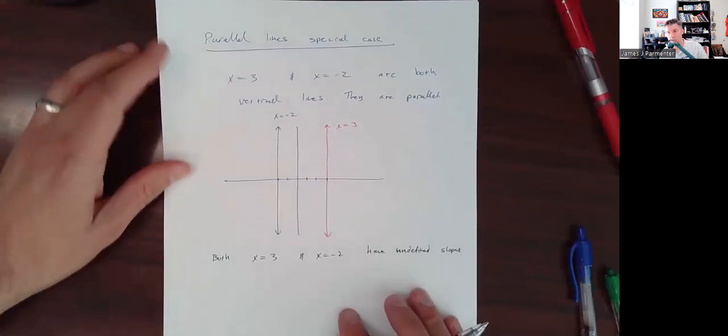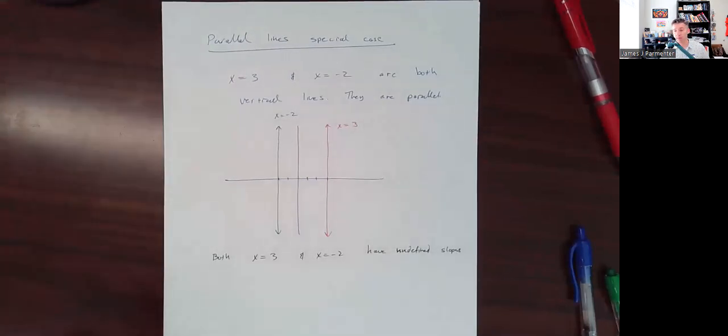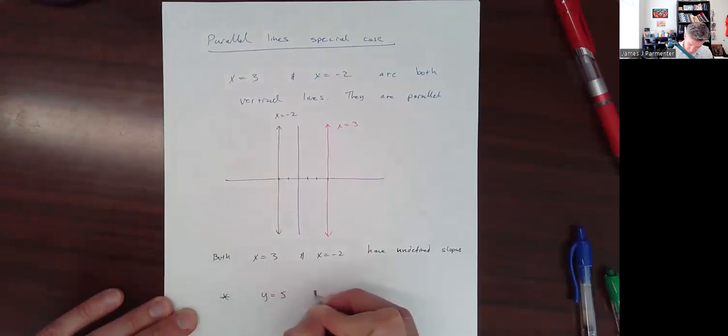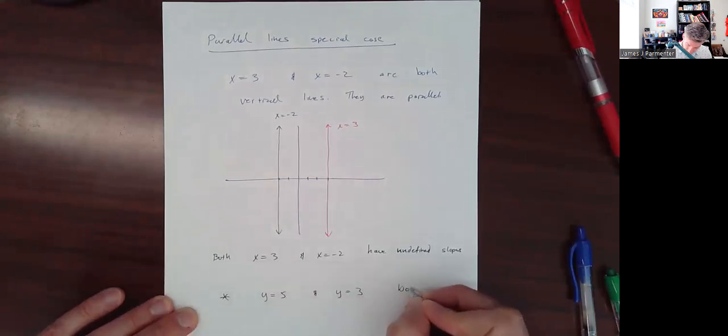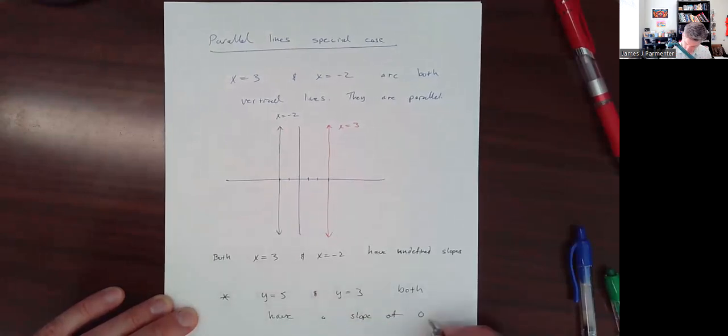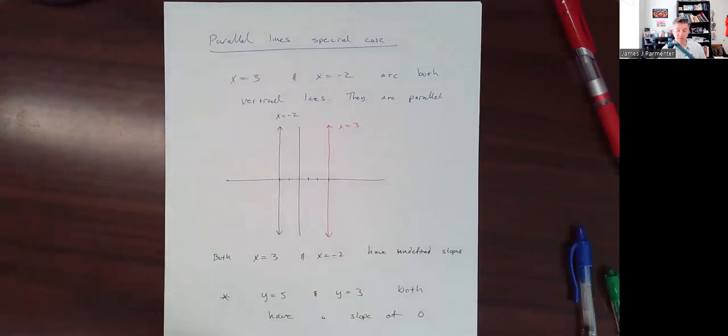But it's not a challenge for horizontal lines. Both horizontal lines, like y equals 5 and y equals 3, have the same slope. They both have a slope of 0. So they're definitely parallel in the usual way, where both slopes are the same.